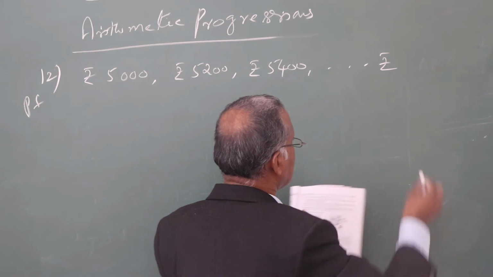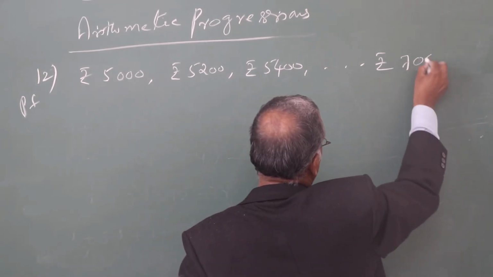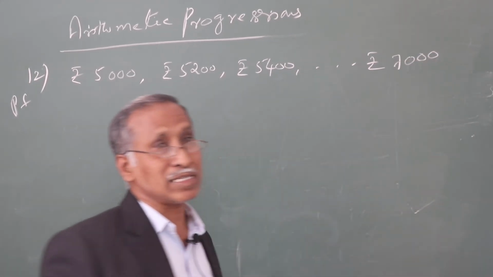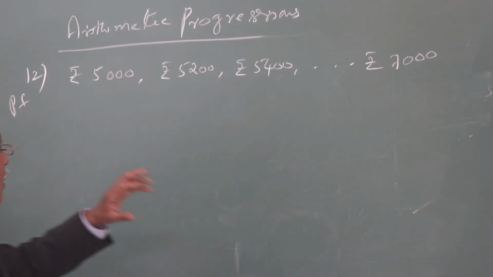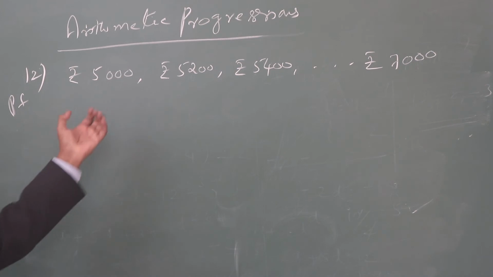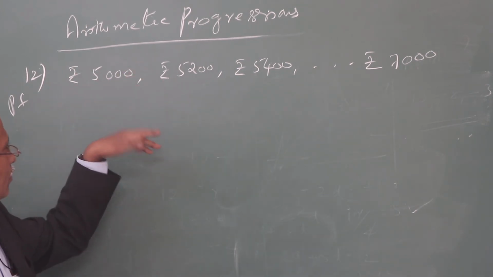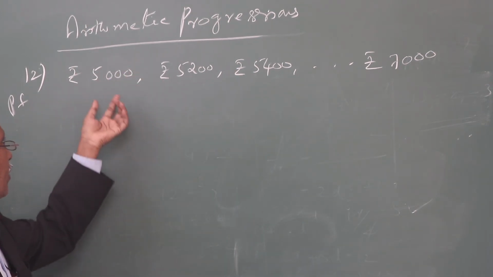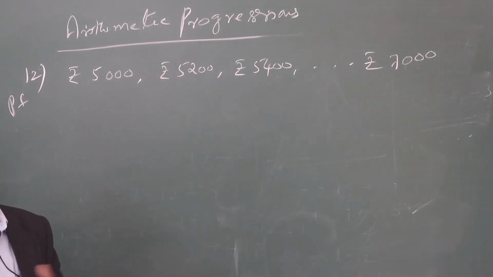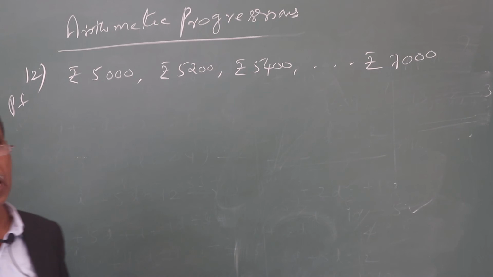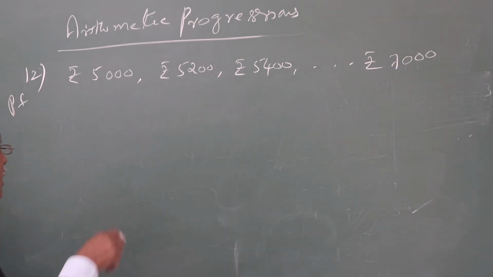When he reaches his salary of 7,000 rupees, how many years are required for him to reach 7,000? Observe very carefully. Salary increments are given, he got in the same way: 5,000, 5,200, 5,400. That means the difference is the same. Therefore, it is an AP. That is the way we have to bring it down.